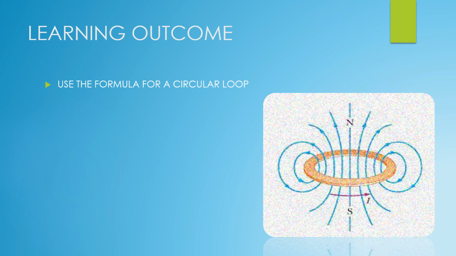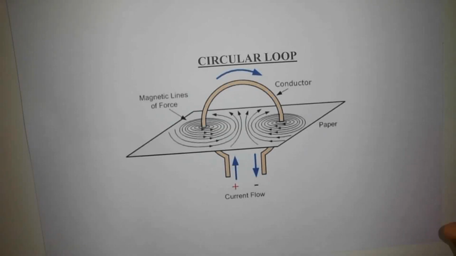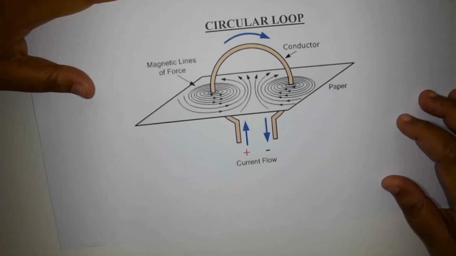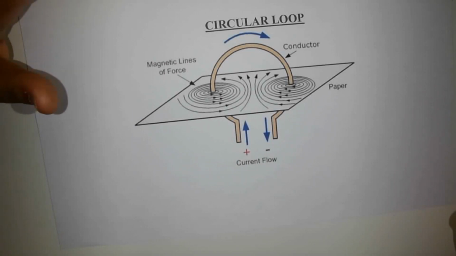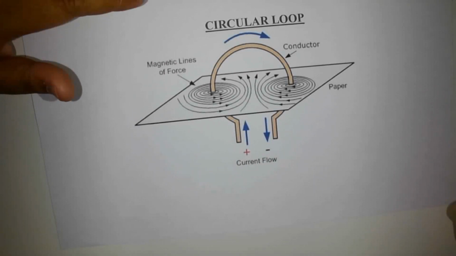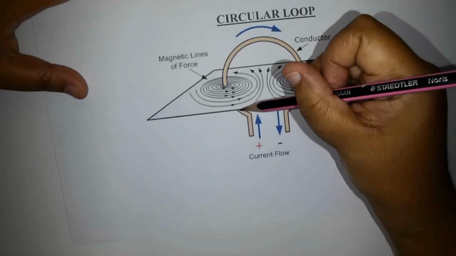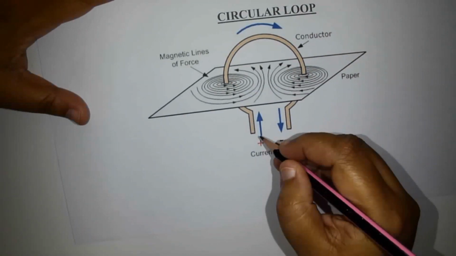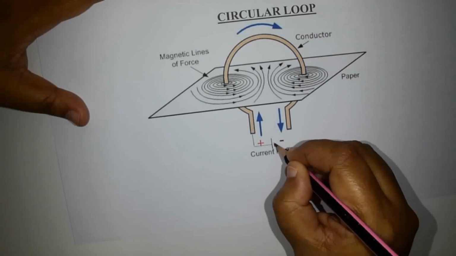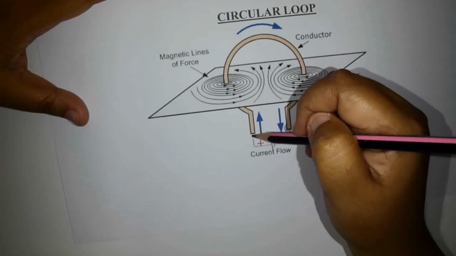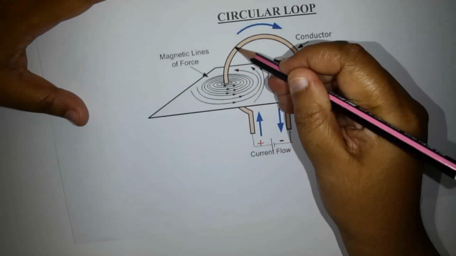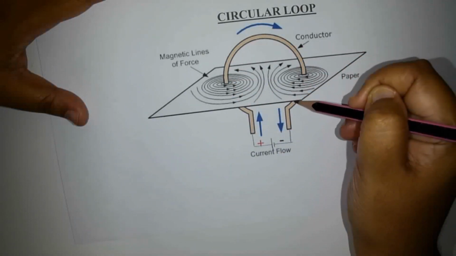For example number 2, circular loop, the learning outcome will be to use the formula for a circular loop. Look at the magnetic field in a circular loop. Here is an example that I have shown you all: the magnetic field produced by a current in a circular loop. Now I have a conductor. The current flows here, so maybe I can just imagine that there's a battery here. So the current flows in and then comes out.